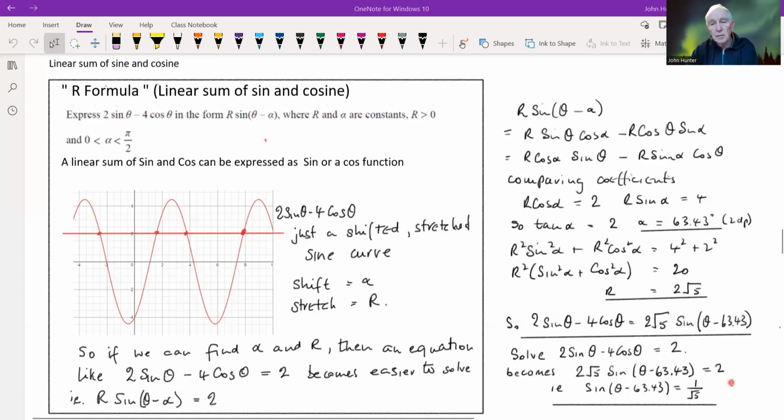Now, as I say, this is also treated under transformation of graphs, so there's another video in the trigonometry section which gives another example of it. Essentially, if you came across that kind of equation, then we can use this R formula method to solve it. So hopefully that has been of help, and thanks for listening.